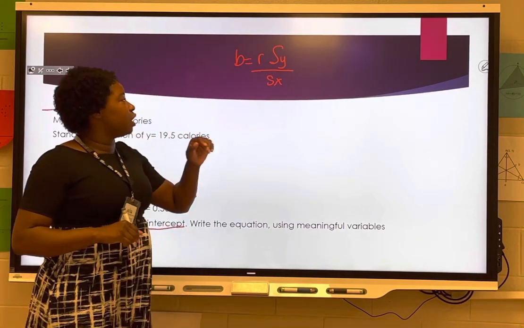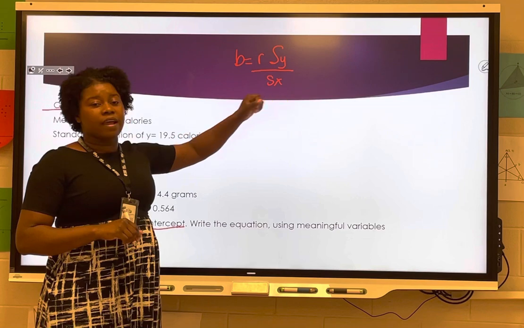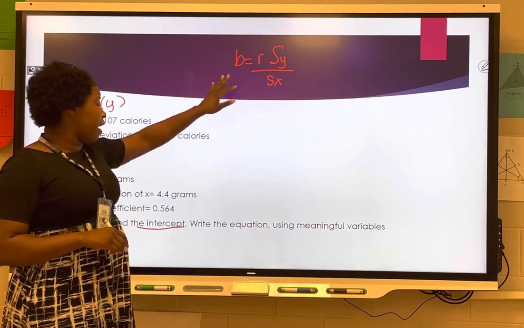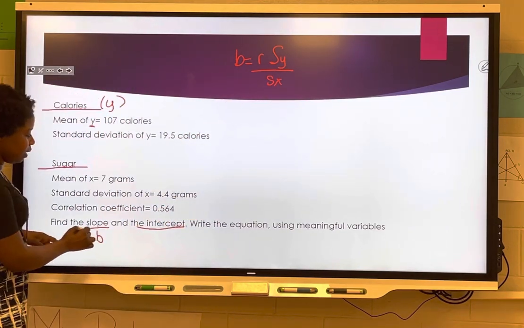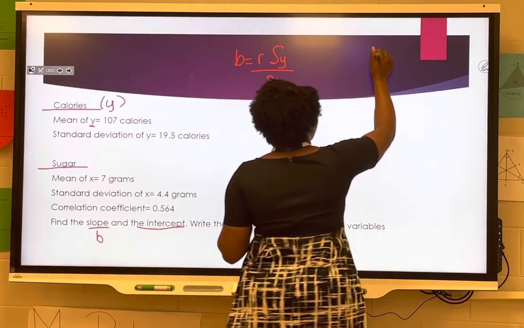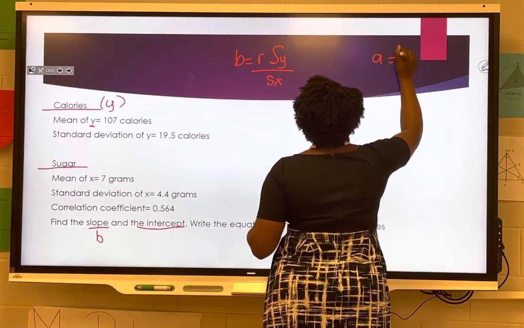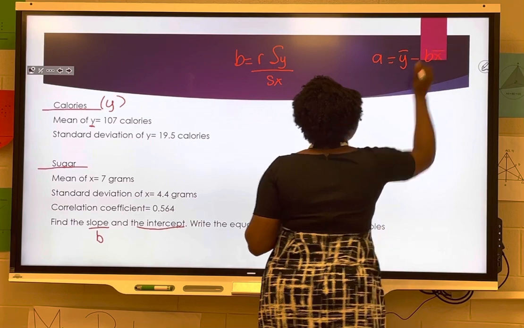So the first equation, b is equal to r sy over sx. Here we want to find the slope, and that's our b. We also want to find the y-intercept. It says a is equal to y bar minus b of x bar.